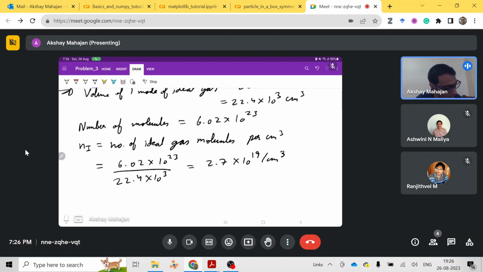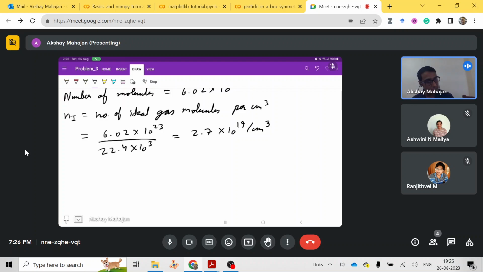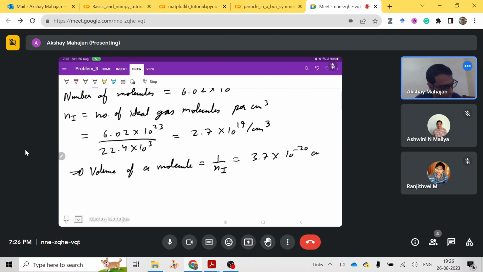Okay, so this will be our answer. We have to estimate the volume per atom or molecule. So this is the number of ideal gas molecules per centimeter cube, and from here we need to find the volume of a molecule. As we have seen for the electron, it will be similar for the ideal gas: 1 by n_i, which equals 3.7 into 10 to the power minus 20 centimeter cube. So this is the volume occupied by each molecule of ideal gas.